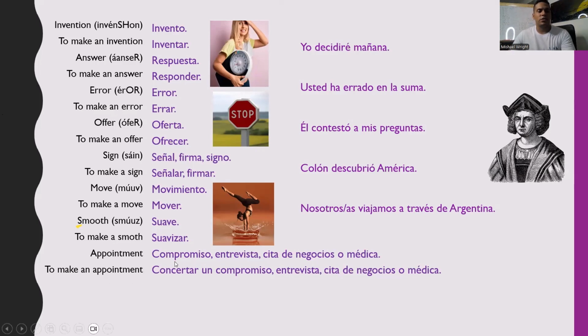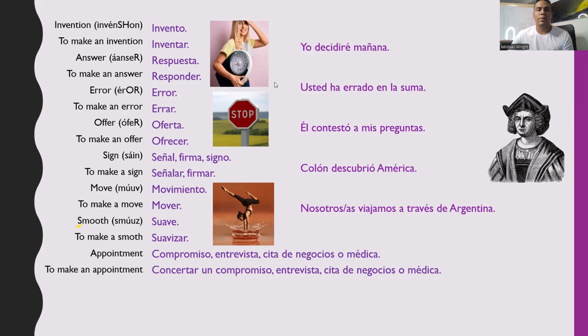Appointment, which is like a compromise. It's not a compromise at all. It's like a meeting you can have with a doctor or a business meeting, right? Something like that. An interview, who knows? So to make an appointment, no? It's like scheduling.